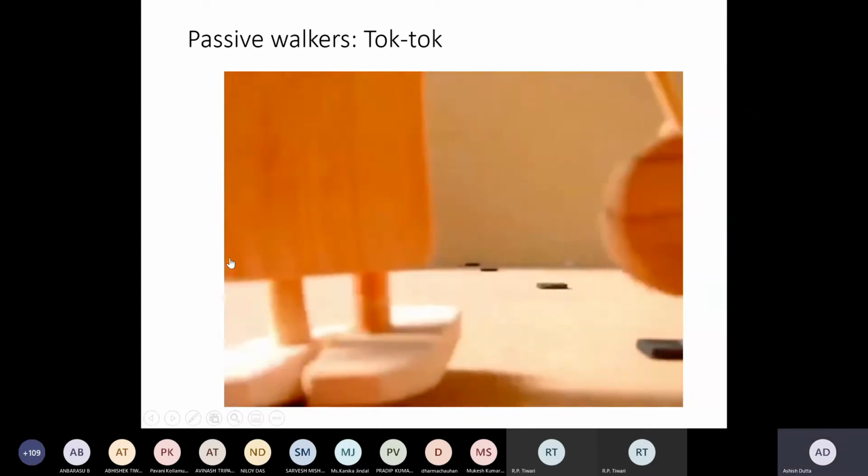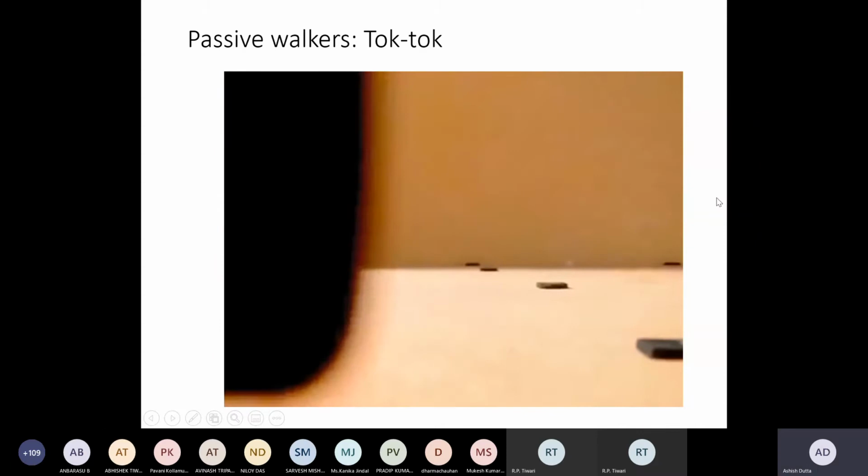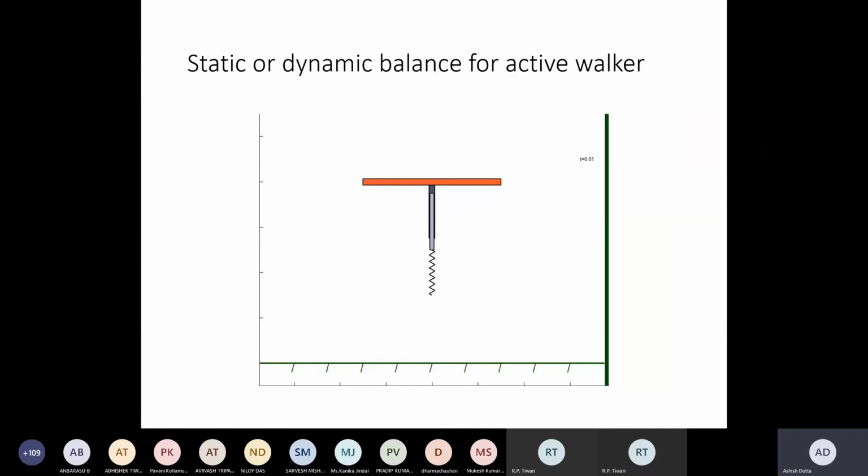So this is a very interesting device to understand dynamics of bipedal systems. You can make it and see. Now, bipedal systems are inherently unbalanced. They are dynamically unbalanced systems. What is the meaning of that?